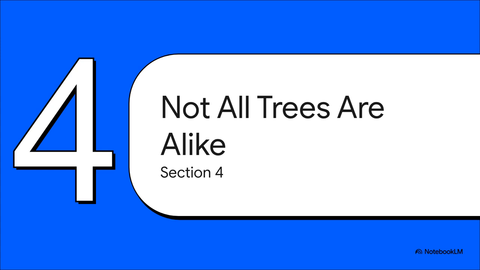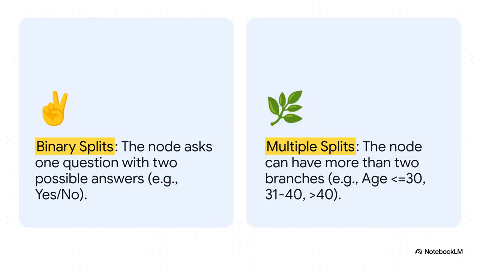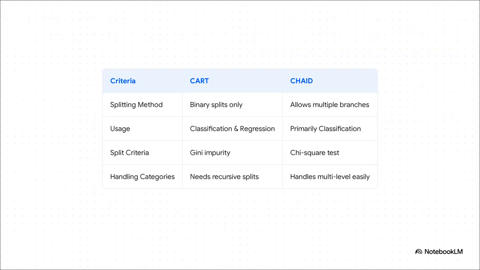But, just like in nature, not all trees grow the same way, and that leads to a few different types you should know about. One of the biggest differences really just comes down to this. How many branches can a single decision have? Is it only allowed to ask a yes-no question that creates 2 branches? Or can it ask a more complex question that creates several branches all at once? And that brings us to the 2 main flavors.